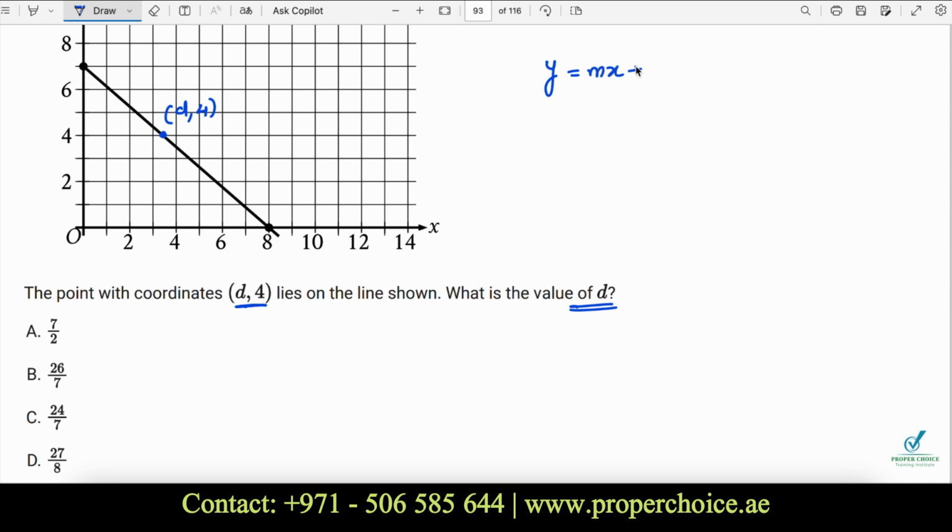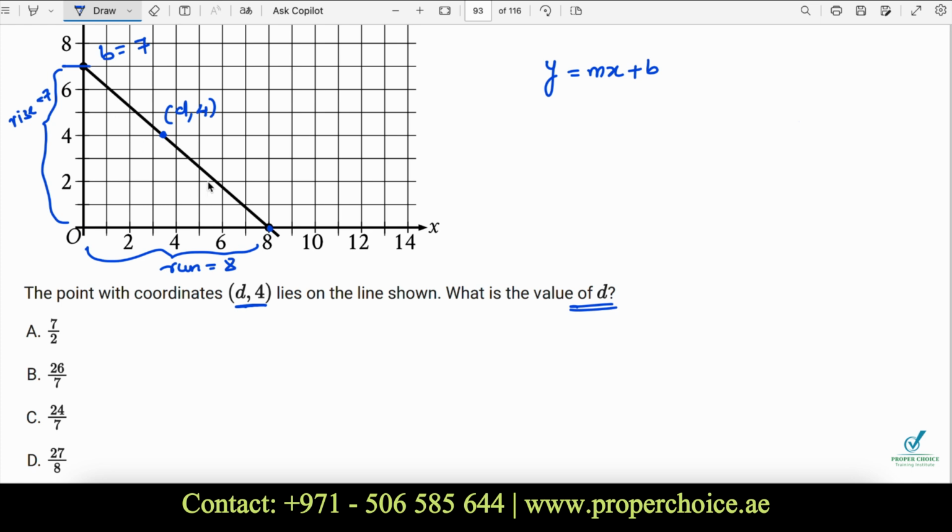Now what is the slope? Slope is rise over run. So rise is basically from here to here. What is the length? That we call rise. In our case, rise is going to be 7. So the distance from the origin to here is 7, which is the same as the y-intercept. Rise and y-intercept are always the same. Run is the distance from the origin to the point where the line is crossing the x-axis. So run is equal to 8.